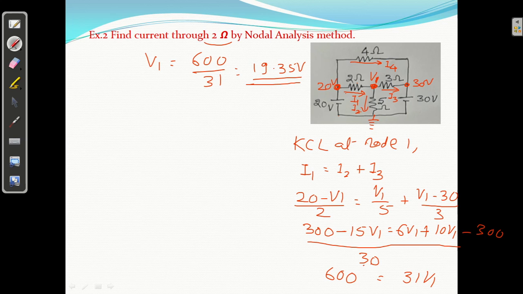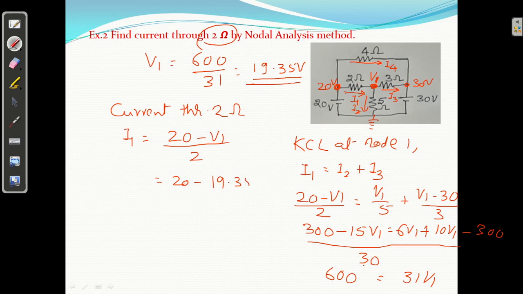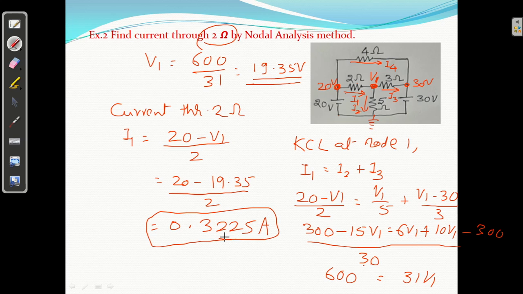Now, I have given find the current through 2 ohm. So current through 2 ohm is what? Current through 2 ohm is I1. So current through 2 ohm, that is I1 equal to what? I1 equal to 20 minus V1 divided by R2. So 20 minus V1 कितना? 19.35 minus 20 divided by 2. So I am getting minus 0.3225 ampere. That is the answer. 0.322 ampere. Okay. So that is the answer.